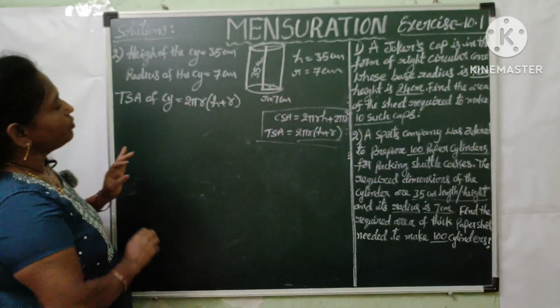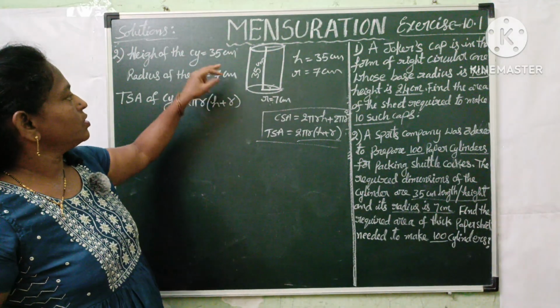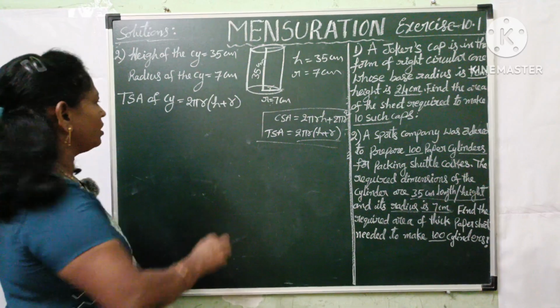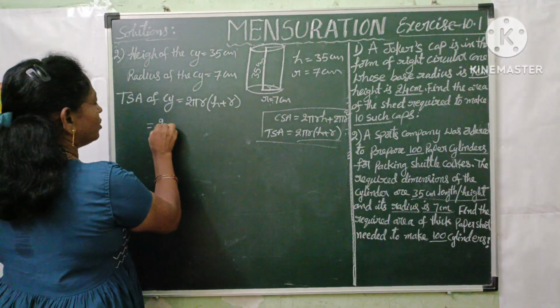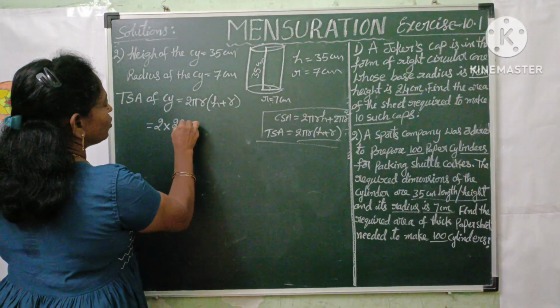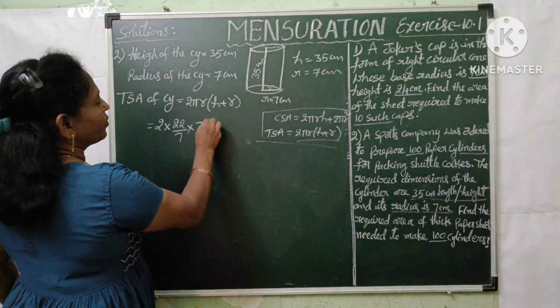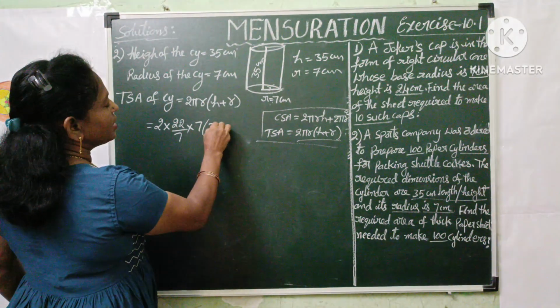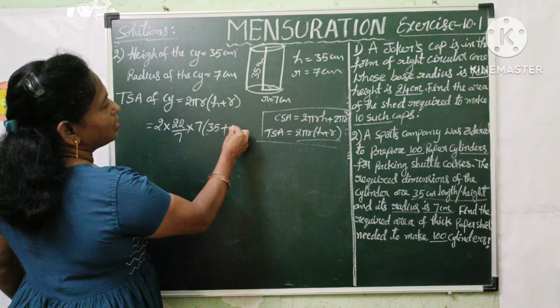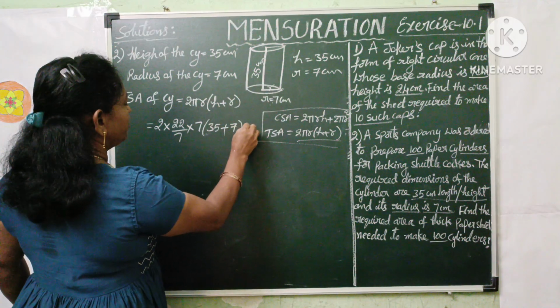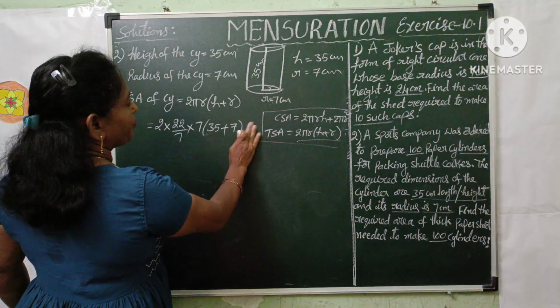Now we need to substitute the given values, height and radius. That is equal to 2 into 22 by 7 into the radius, 7, into height 35 centimeters plus radius 7 centimeters.